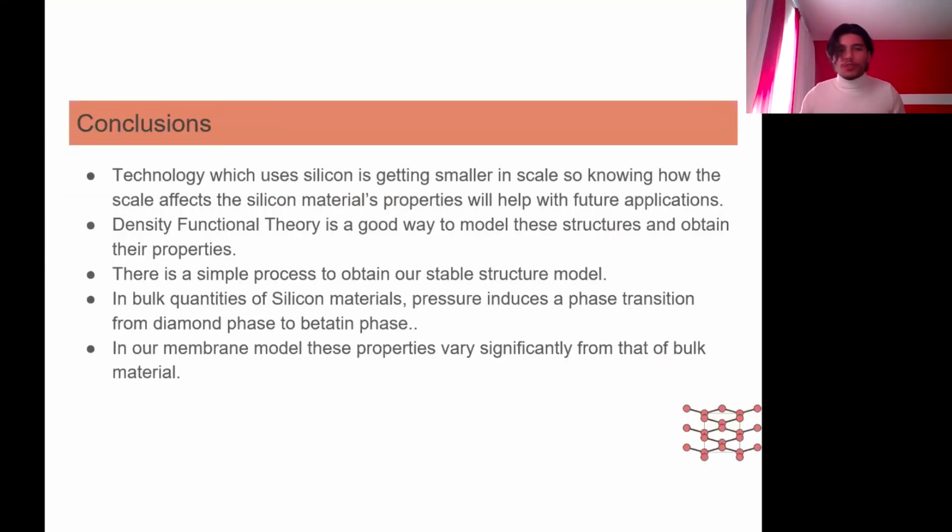And that'll be it, since this is a short presentation. But overall, in today's presentation, I hope you all got that technology which uses silicon is getting smaller in scale, so knowing how the scale affects silicon material properties will help with future applications. Also, density functional theory is a good way to model these structures to obtain their properties, and there's a simple process to obtain a stable structure model once we use this theory. Also, in bulk quantities of silicon, pressure induces a phase transition from diamond phase to beta tin phase, and in our membrane model, these properties vary significantly from bulk material. That'll be it for today. Thank you for listening to me.